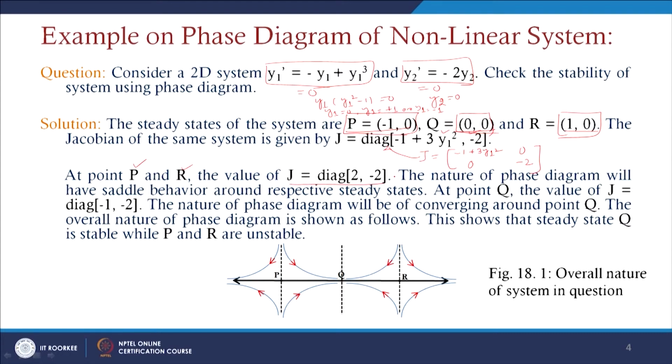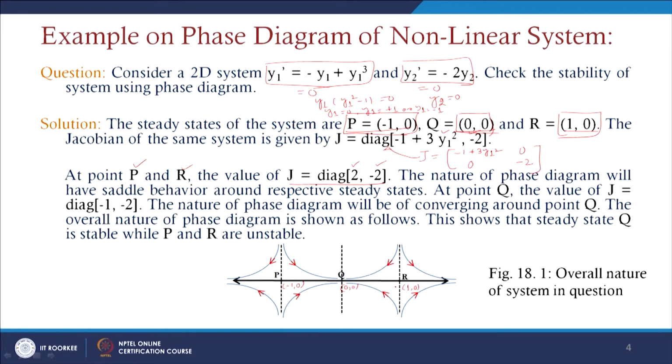This means that along the x axis it has a positive value, and along the y coordinate it has a negative value. In terms of the nature of the phase diagram, we will have saddle behavior around the respective steady states, since p is the point (-1, 0), q is the point (0, 0), and r is the point (1, 0).